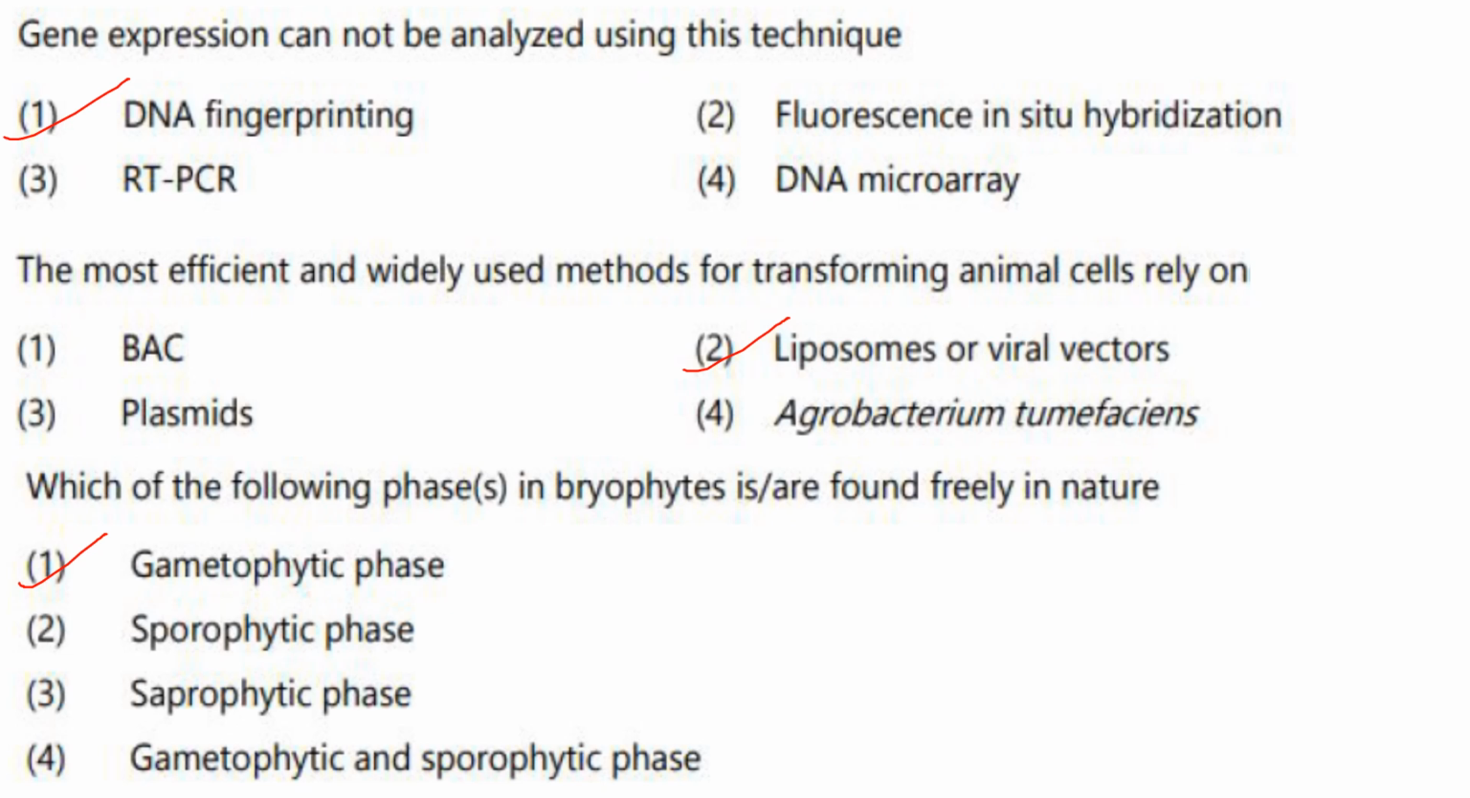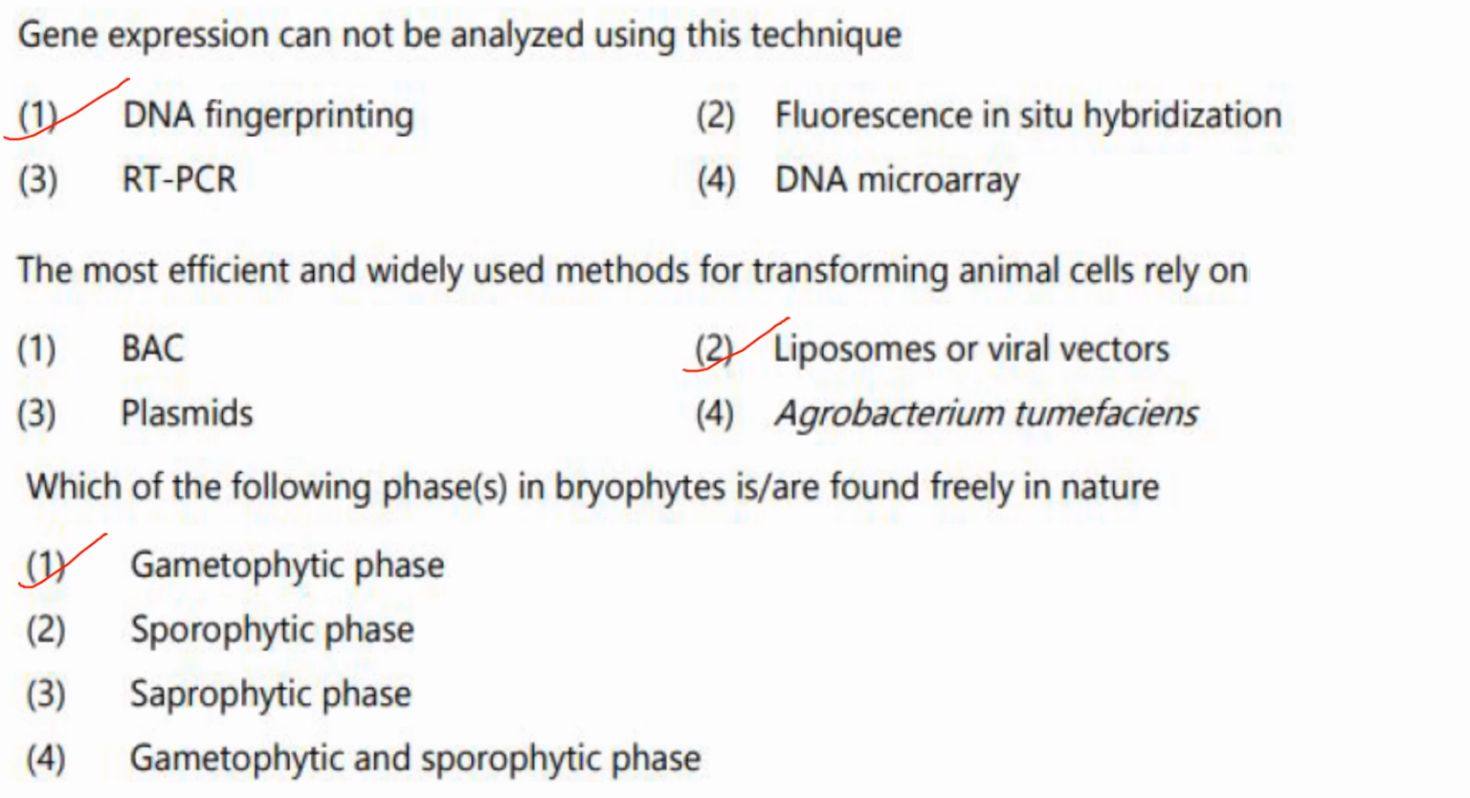Then next one. The most efficient and widely used method for transforming animal cells relies on liposomes or viral vectors. Agrobacterium tumefaciens is for plant transformation. Plasmids are mainly used for bacterial transformation. Even the others are mainly used for bacterial transformation. BAC is a bacterial artificial chromosome.